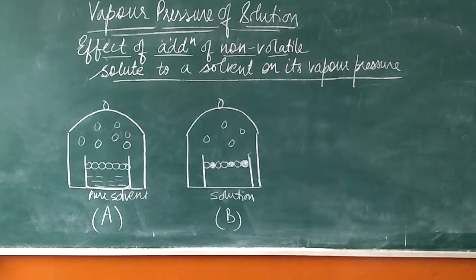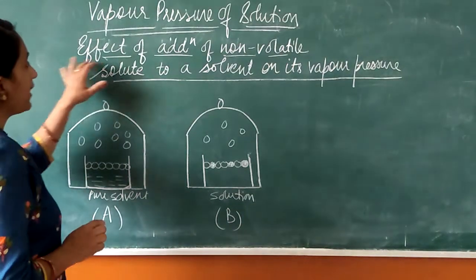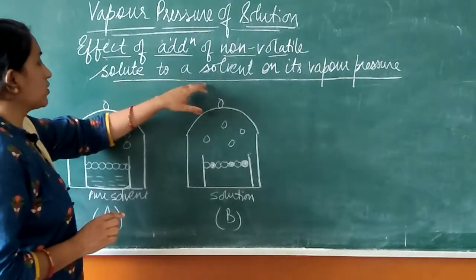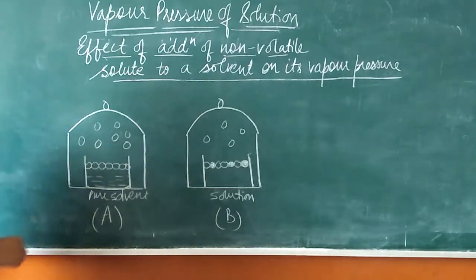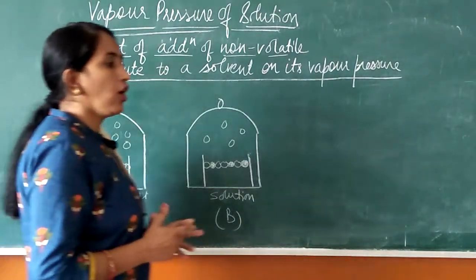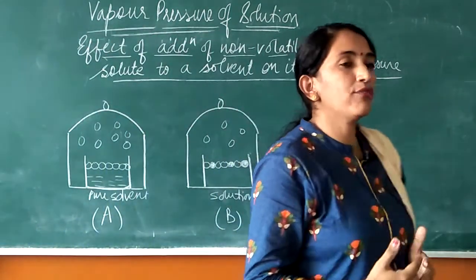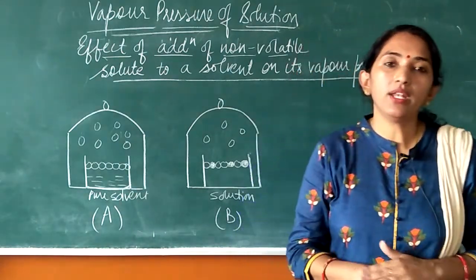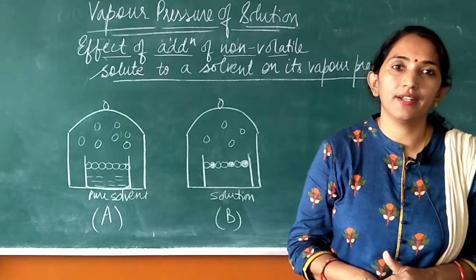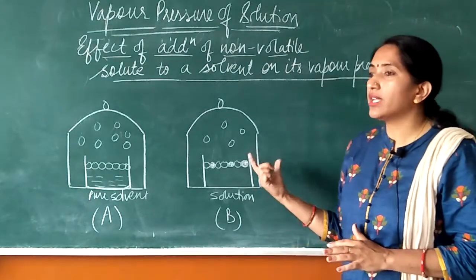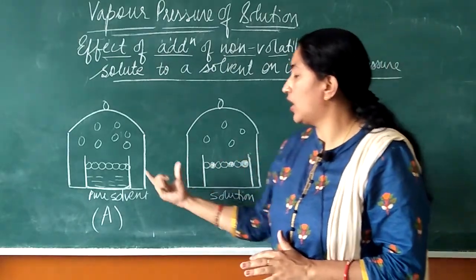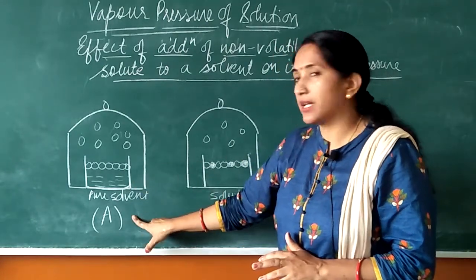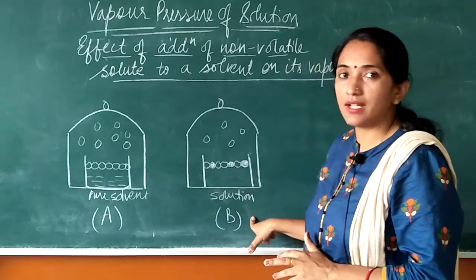Now, the next topic here is the effect of addition of a non-volatile solute to a solvent on its vapor pressure. That means what is going to be the effect on the vapor pressure of a liquid when a non-volatile solute is added. So before we discuss, let's have a look at these two diagrams here.